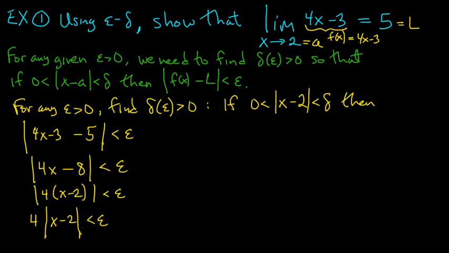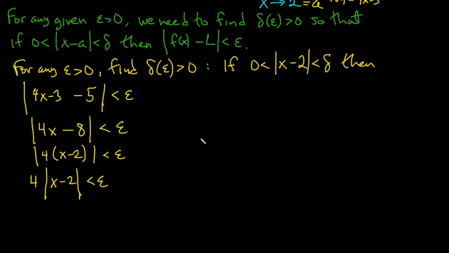Now this is looking a little more familiar, because we want the absolute value of x minus 2 to be less than delta. Over here we have the absolute value of x minus 2, except there's one difference: it's multiplied by 4. Not a big deal. Just divide both sides by 4. As long as it's a positive number, the inequality stays the same. 4 divided by 4 is 1. And now we have the absolute value of x minus 2 is less than epsilon divided by 4.